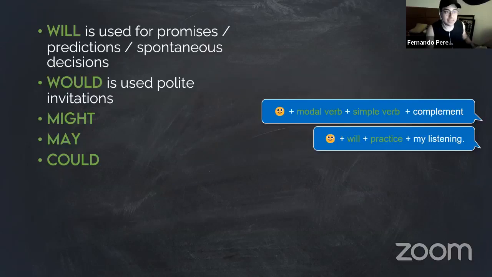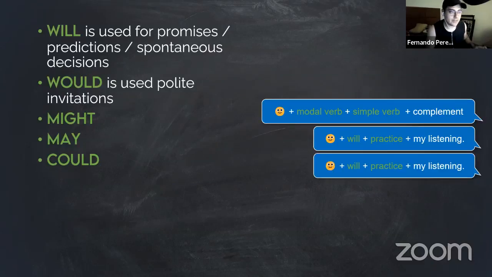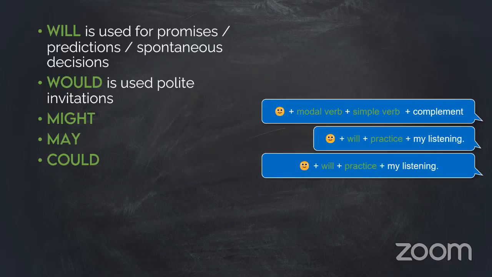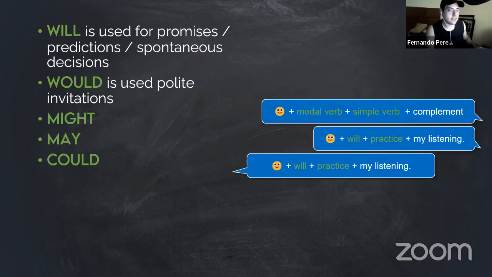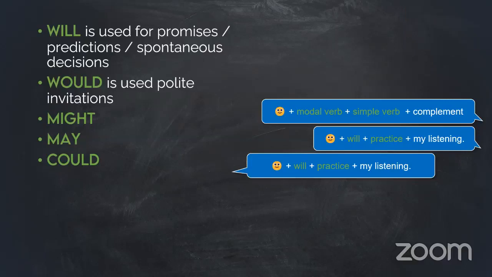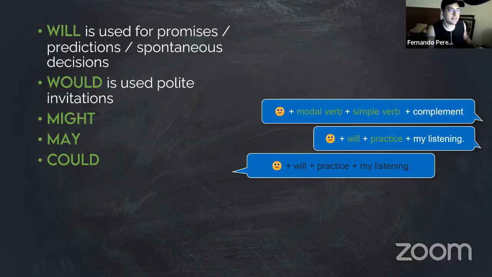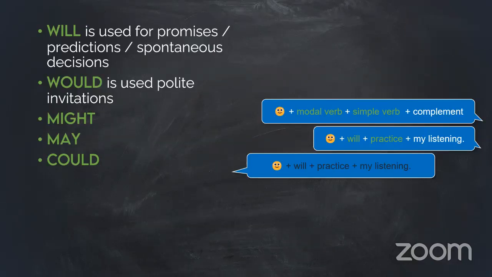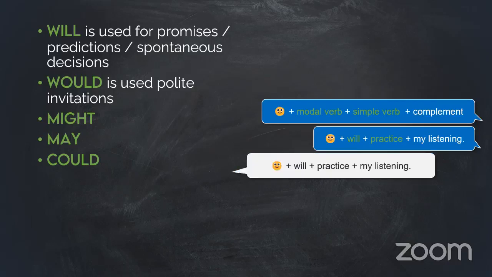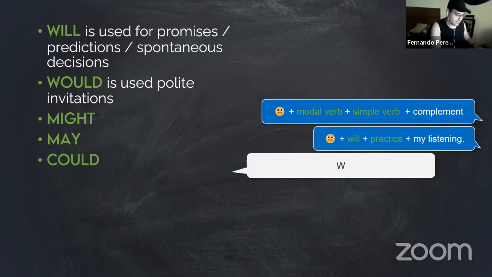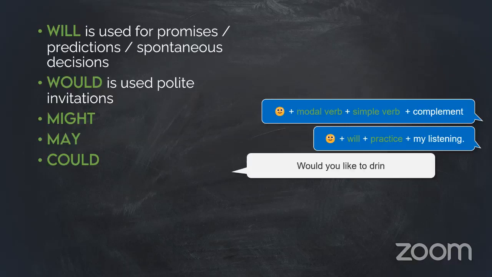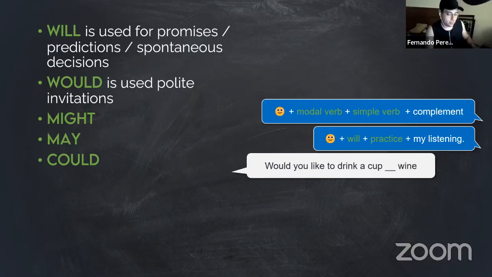For polite invitations, for example, complete your invitation, Viridiana. Would you like a drink, a cup of wine? Exactly. Would you like... Like is a verb, drink is a verb. Would you like to drink? Exactly. Would you like to drink a cup wine? Cup is a noun and wine is a noun.